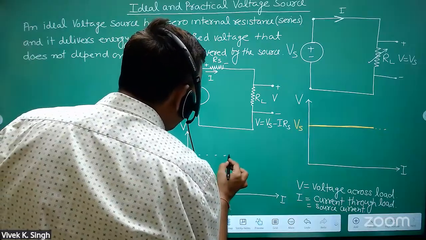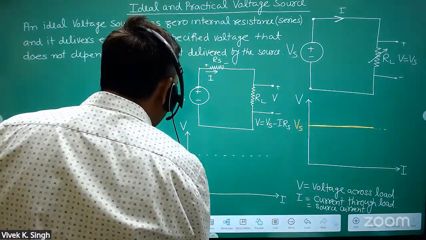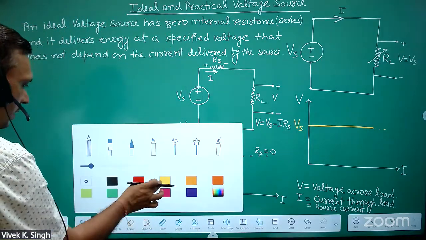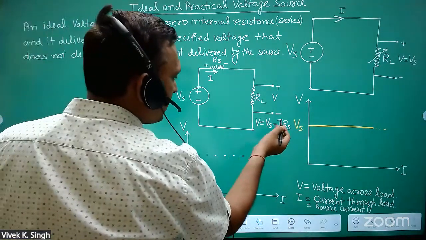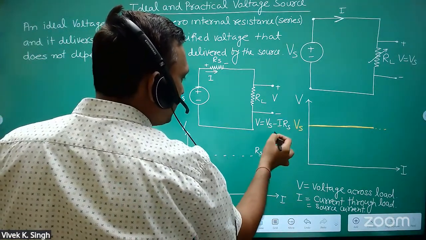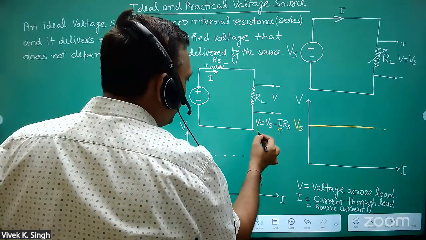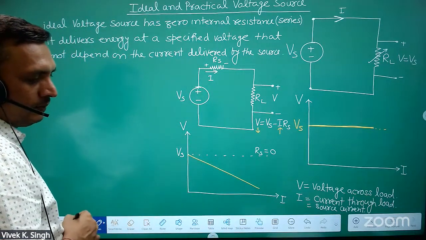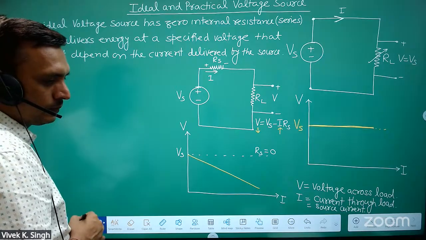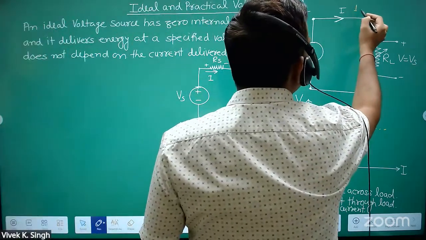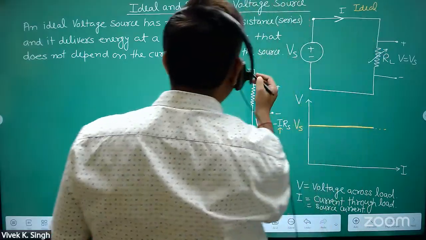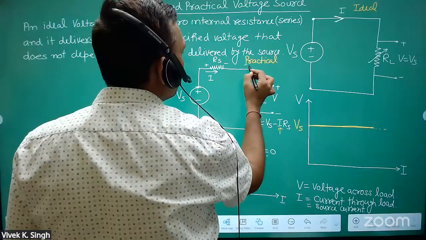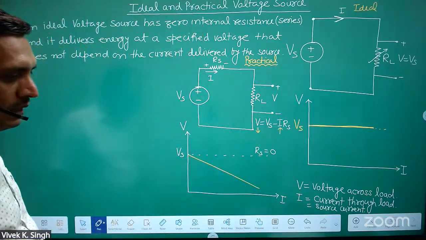So this is the situation where Vs is constant. This situation is when Rs is 0. This is the ideal situation. And what will be practically? Because just see, when current increases, voltage will decrease. So this voltage will keep on decreasing. Yes or no? This is the ideal situation और ये practical situation है. ठीक है?